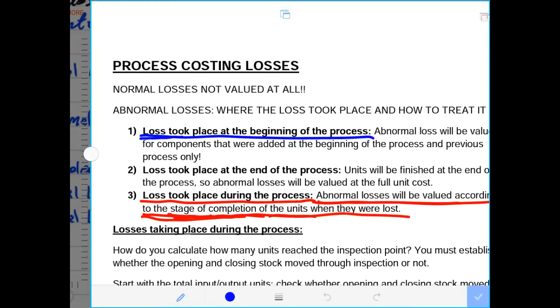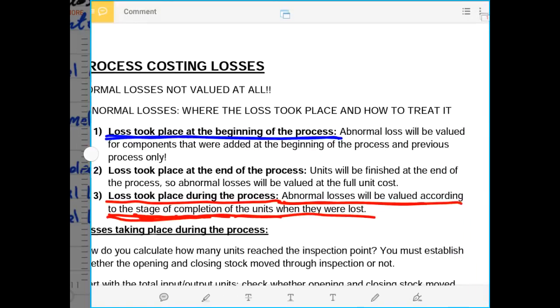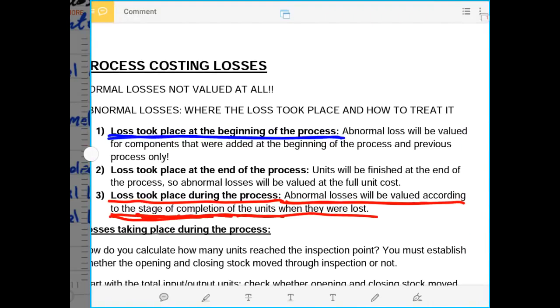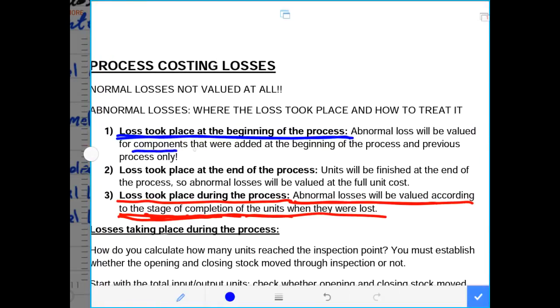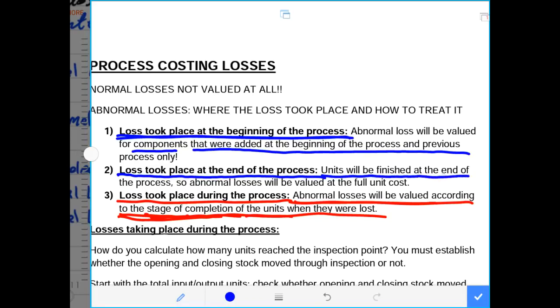Now they say losses took place at the beginning of the process. Abnormal loss will be valued at the components that were added at the beginning of the process and the previous process, meaning the loss will be recognized in the units that were there in the beginning. The second one says loss took place at the end of the process. Units will be finished at the end of the process, so abnormal loss will be valued at the full complete cost.